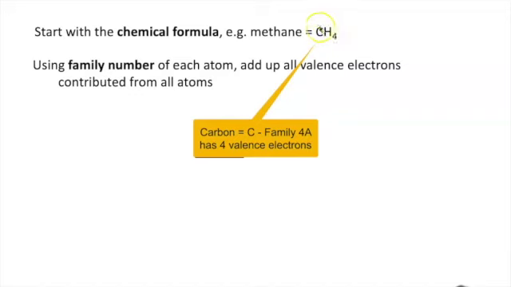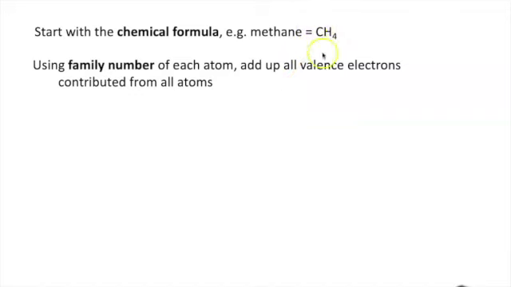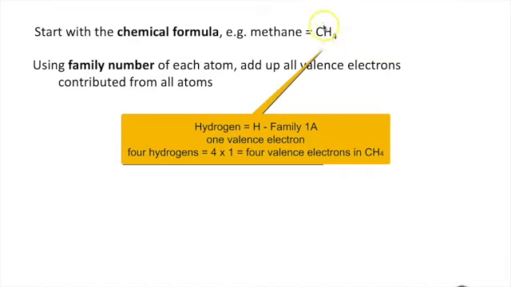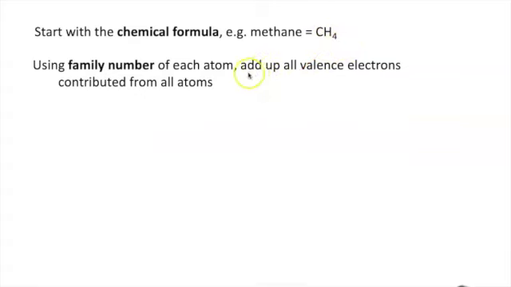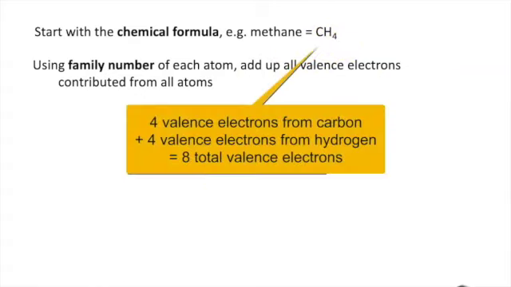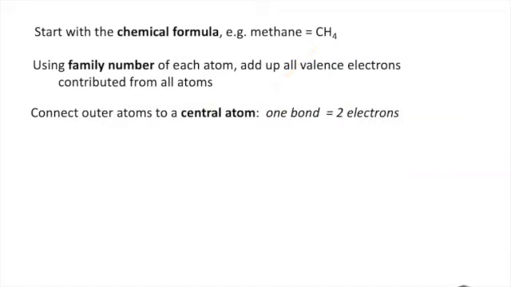So carbon is in family 4A, so that would mean that it has 4 valence electrons, and hydrogen is in family 1A, which means that each hydrogen, and there's 4 of them, each hydrogen has 1 valence electron, times 4 is 4 valence electrons from those 4 hydrogens. Adding them all up, that's the contributions from all those atoms. It would be the 4 from the carbon plus 4 from the hydrogen. There are a total of 8 valence electrons.